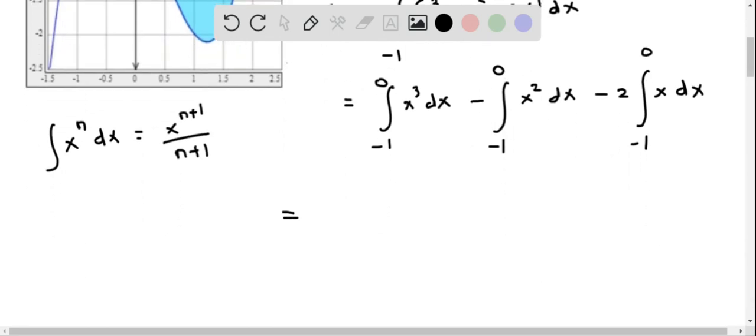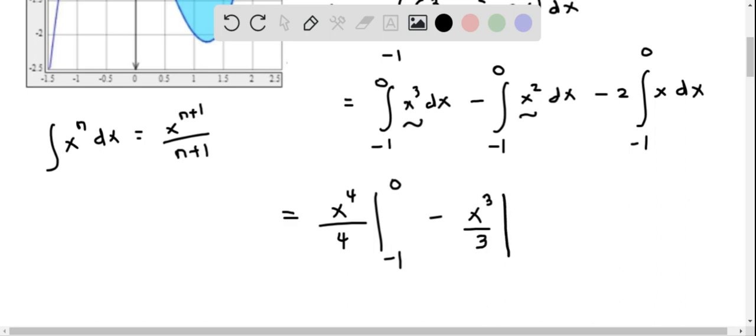The first integral, when we use the power rule, that is, we have to integrate x cubed. So therefore, this will become x raised to the power of 3 plus 1, which is 4, divided by the same number, that is 4. And this has to be evaluated from -1 to 0, minus. Now we integrate x squared. So once again, if we use the formula, this will be x raised to the power of 2 plus 1, which is 3, divided by the same number 3. And this is from -1 to 0.